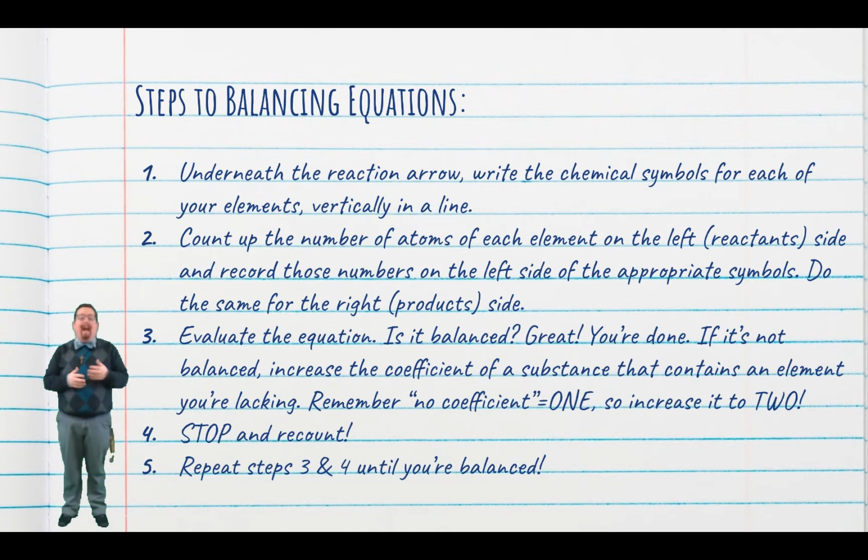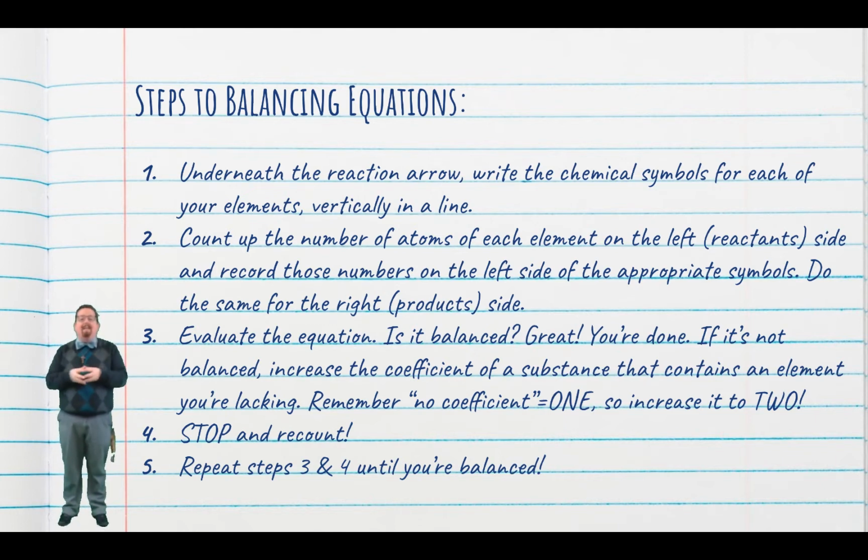Next, count up how many atoms of each of your elements you have on the left or reactant side. Write those numbers on the left side of their appropriate element symbols. Then do the same for the right or the product side. Next, evaluate those numbers. Are each of the numbers on the left equal to their counterparts on the right? If so, congratulations, you're finished. Pack up and go home.